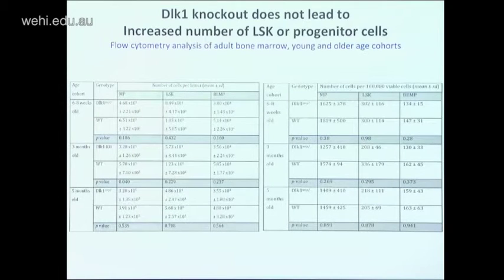By flow cytometry, again, the number of stem cells and progenitors, and also the bipotential erythroid megakaryocyte progenitors were examined, and either in the number of cells per femur or in the number of cells per 100,000 viable cells, there's no difference between the knockout and wild type in terms of the number of progenitors or LSK stem cells or in the erythroid megakaryocyte progenitors in the young or in the old age cohorts.